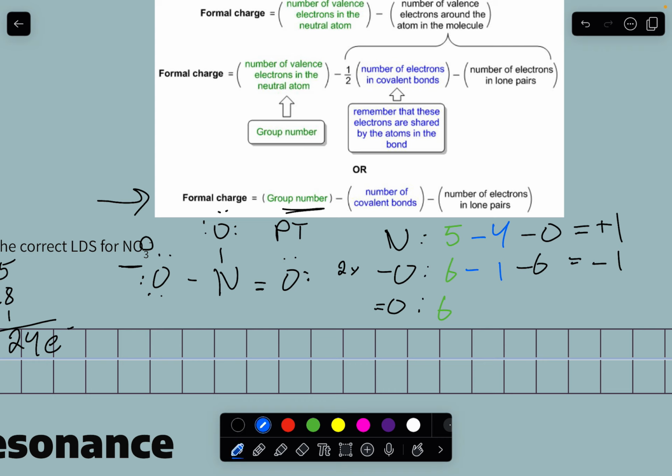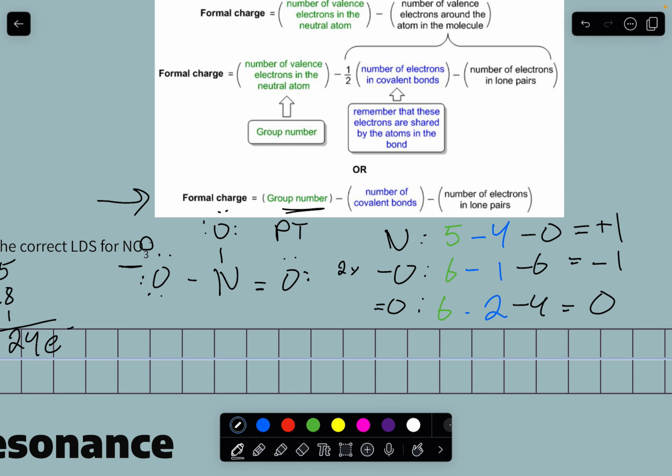For the double bond oxygen, we have 6 valence electrons. We have 2 bonds there, so minus 2. And then we have 1, 2, 3, 4 electrons. So 6 minus 2 minus 4 is a charge of 0.